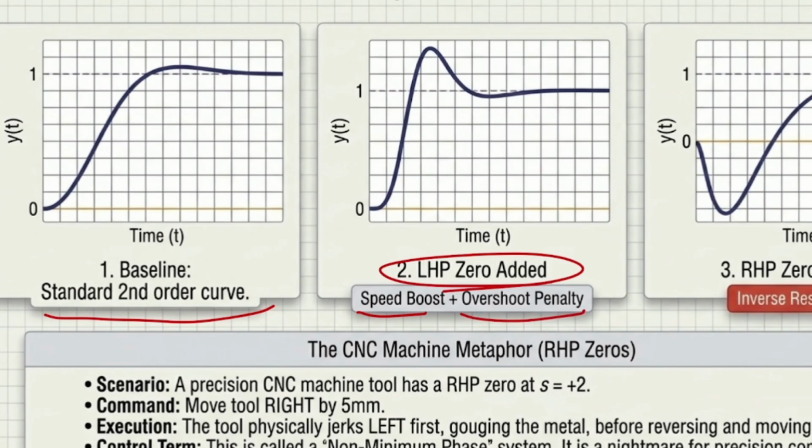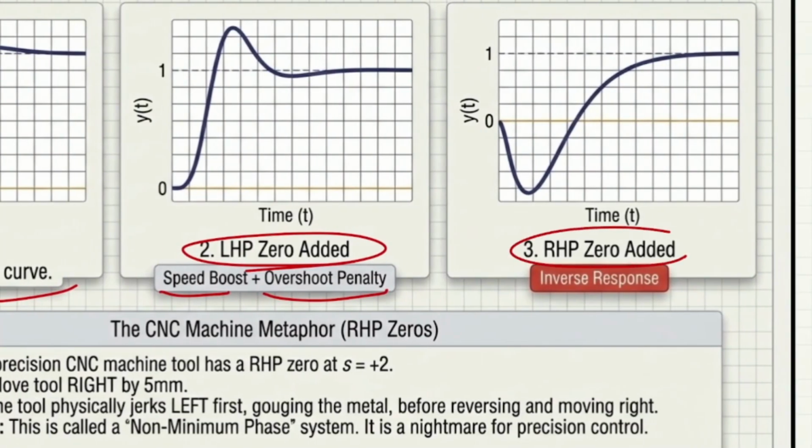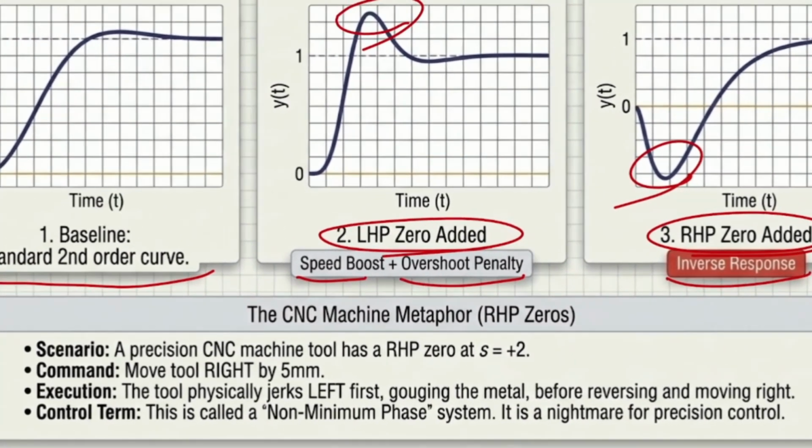So LHP means that it's going to be on the left side, I don't have that much of an issue. But if I do have the RHP, it means that my zero is going to be on the right side, and it is going to have the inverse response. And as you can see, instead of overshoot, I do have this undershoot itself. So what does it mean?